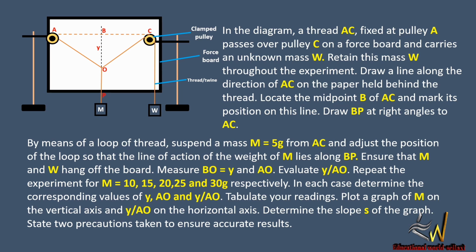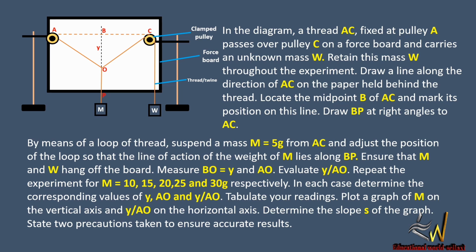By means of a loop of thread, suspend a mass M equal to 5 grams from AC and adjust the position of the loop so that the line of action of the weight of M lies along BP. Ensure that M and W hang off the board. Measure OB, which is equal to Y, and AO. Evaluate Y all over AO.